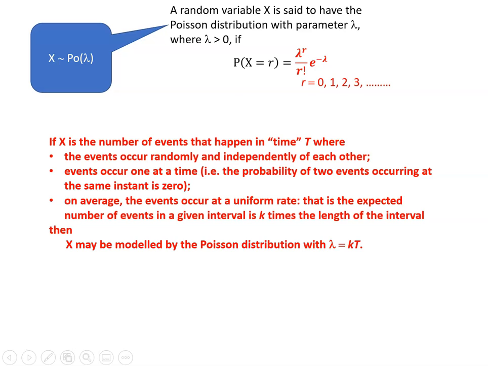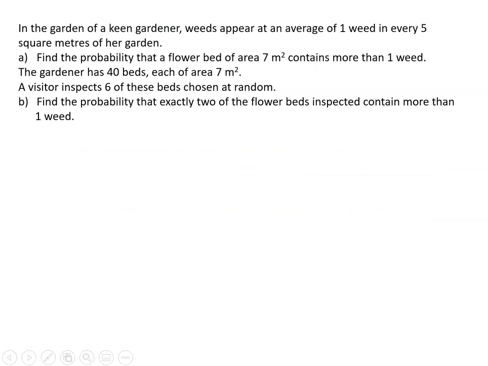So let's see this going into action with some examples. In the garden of a keen gardener, weeds appear at an average of 1 weed in every 5 square meters of her garden. Find the probability that a flower bed of area 7 meters squared contains more than 1 weed. And then secondly, the gardener has 40 beds, each of 7 meters squared. A visitor inspects 6 of these beds chosen at random. Find the probability that exactly 2 of the flower beds inspected contain more than 1 weed.